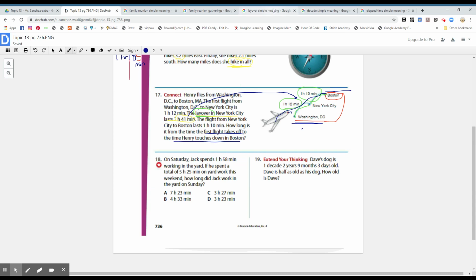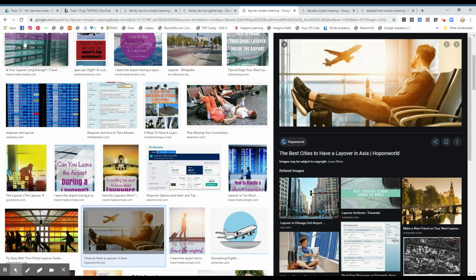You might be asking, Ms., what's a layover? Let me explain. A layover, boys and girls, is when you're stuck at the airport from one airplane to the next. If you've flown before, maybe this has happened to you. You fly from McAllen to San Antonio, and then from San Antonio you have to get off the airplane and get on a different airplane. That airplane is going to take you to California, maybe.